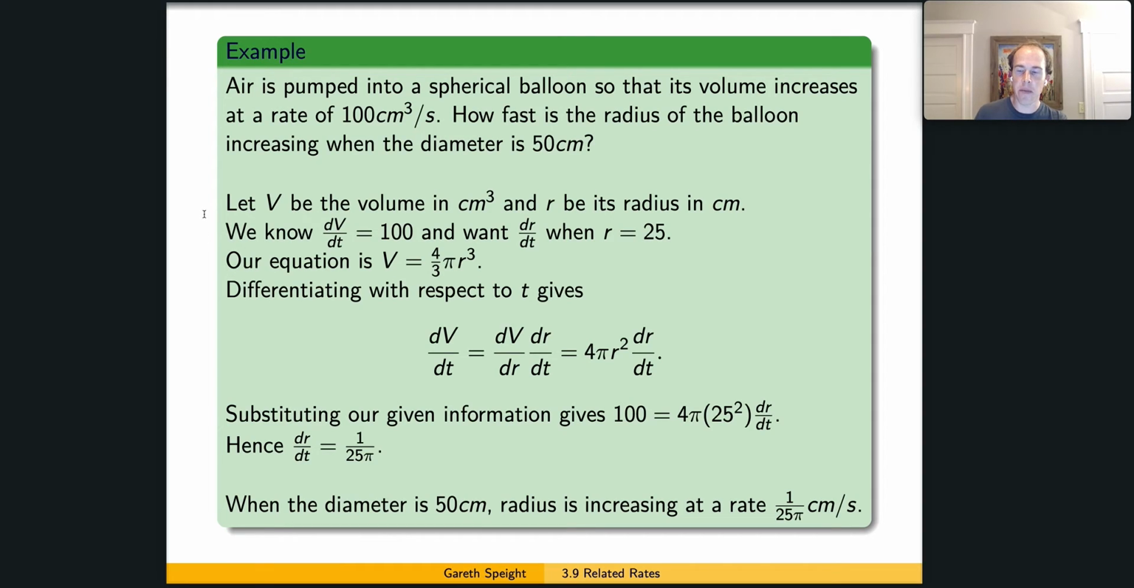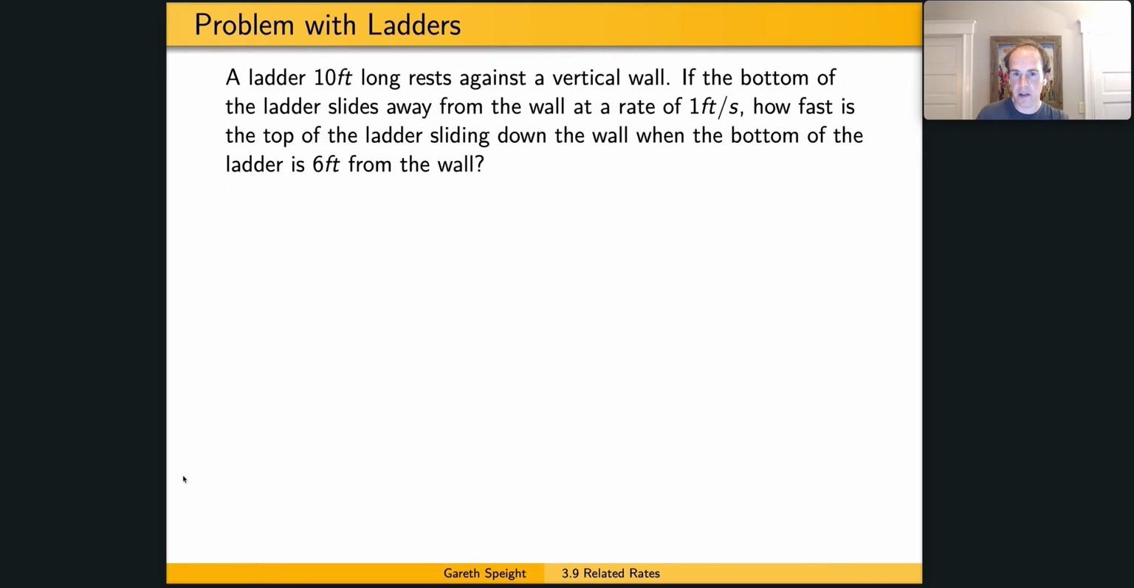So again, it's the same steps, right? We introduce symbols, maybe draw a picture, though I didn't here. We write down the rate we know, we write down the rate we want to find. Typically, it's at some value of r or x or whatever is happening. We write down our equation connecting the variables. We differentiate both sides, often using implicit differentiation or the chain rule. And then we get an equation that connects the rates of change of the different variables. We sub in our different values, and we solve for the required rate. And then at the end, we interpret that back in terms of the original context.